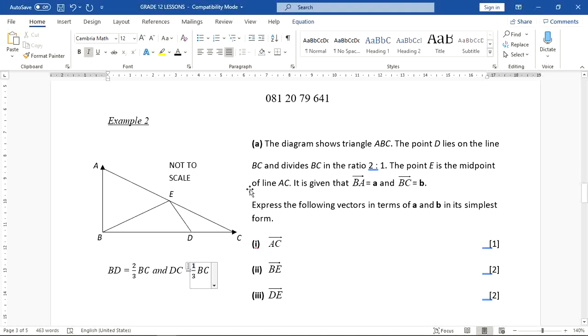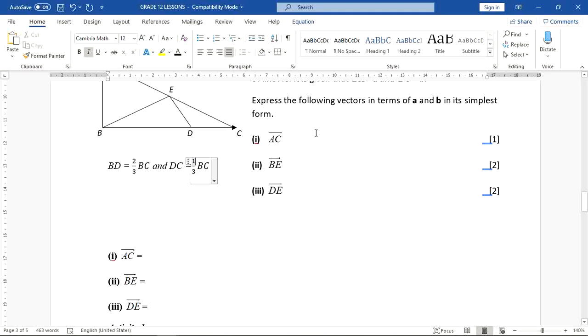We are also told that from B to A going up, it's a positive a, and from B to C is a positive b. So moving from A to B will be a minus a, and moving from C to B will be a minus b. The first question says, express the following vectors in terms of a and b in their simplest form. So we are at A, and we should go to C.